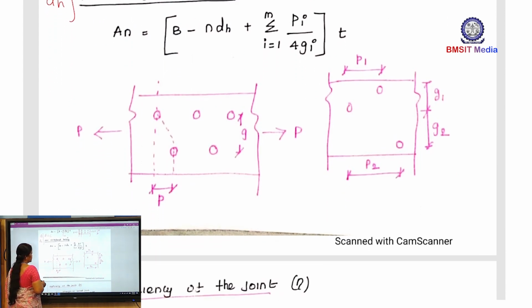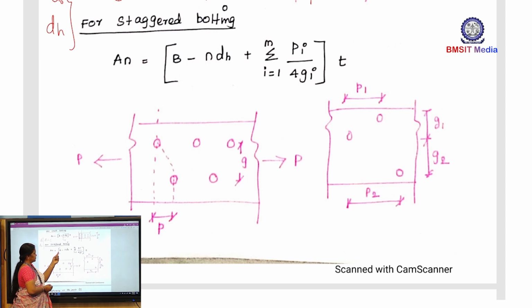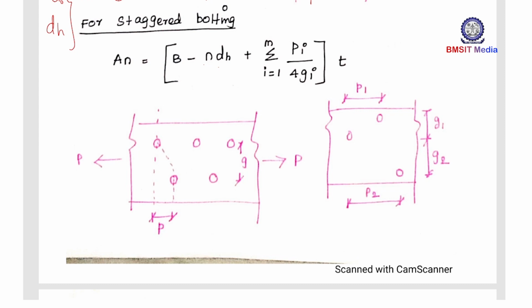Now, coming to the staggered bolting, that is zigzag bolting. So, it is like this, different pitches are there. See this figure. This is one pitch, here to here one pitch and here to here second pitch, and the gauge also differs. In that case we have to use this formula: breadth of the plate minus NDH, number of bolts and diameter of the hole, and summation of P by 4G. If 2 pitches are there, P1 divided by 4 G1 plus P2 divided by 4 G2, into thickness, we can get the answer.